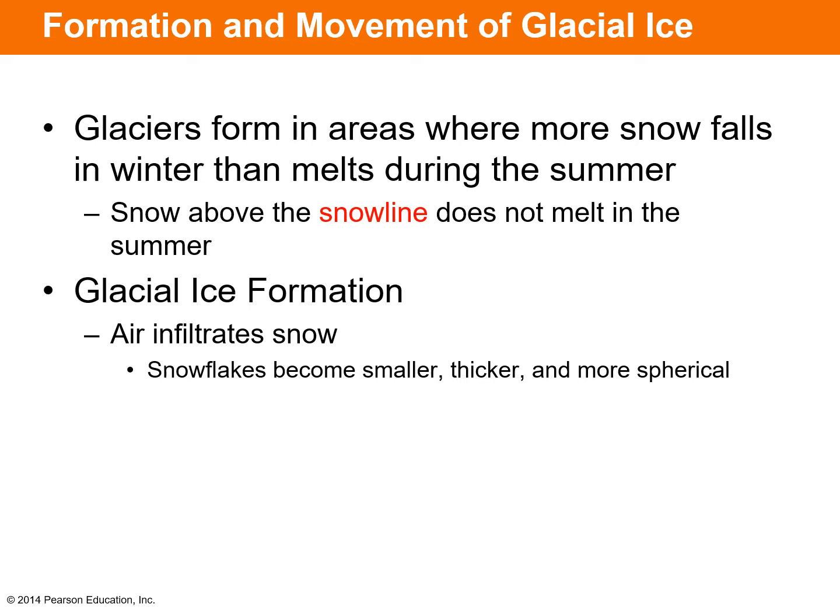Well, basically, you have air infiltrating into new snowfall, and that air causes some partial melt of the snowflakes, and the snowflakes then become smaller, thicker, and more spherical, and that forms something which is sort of an intermediary step between just snow and glacial ice, and it's called firn, F-I-R-N.